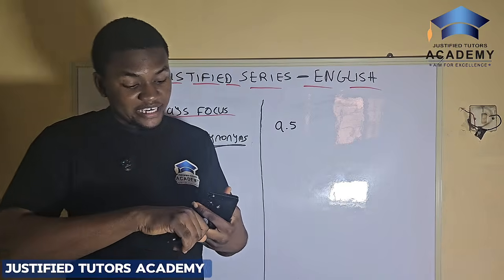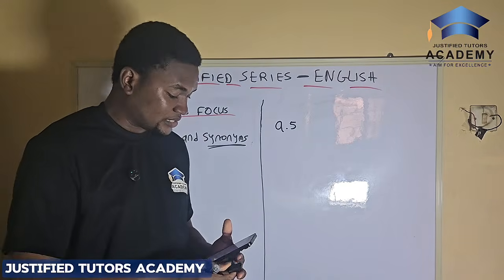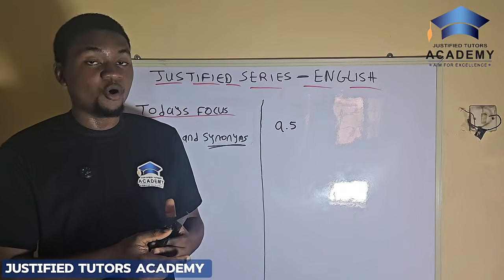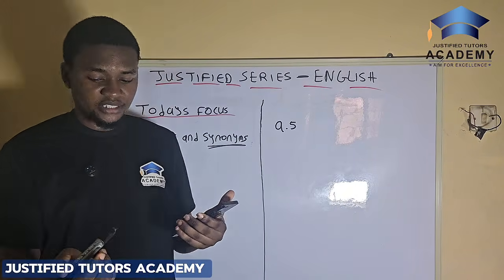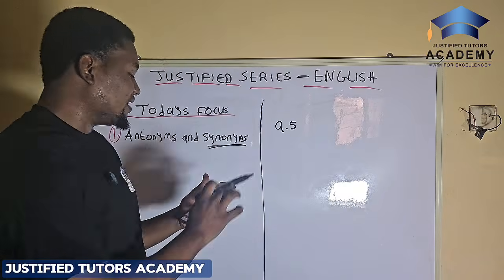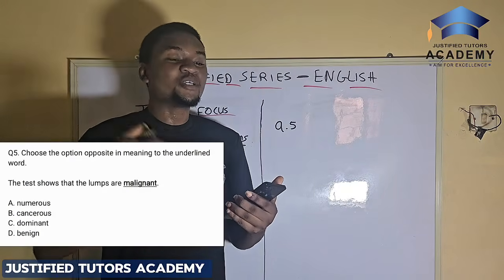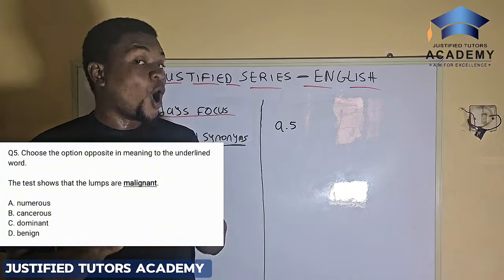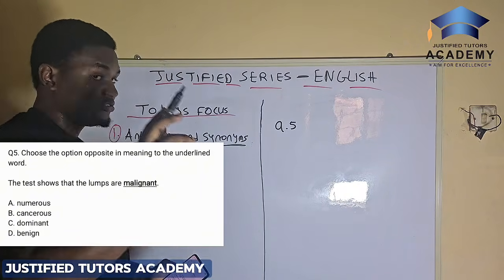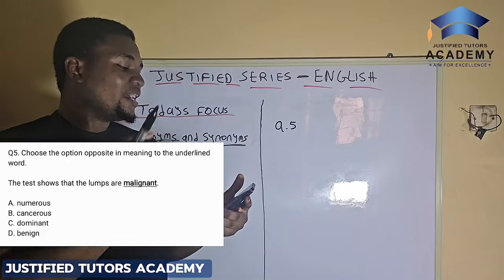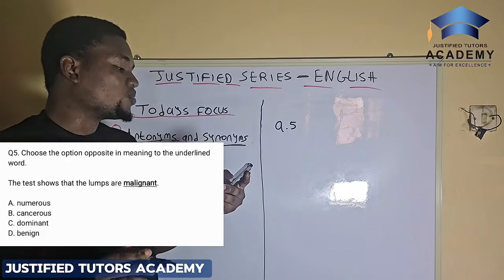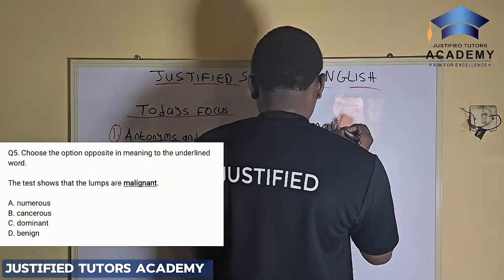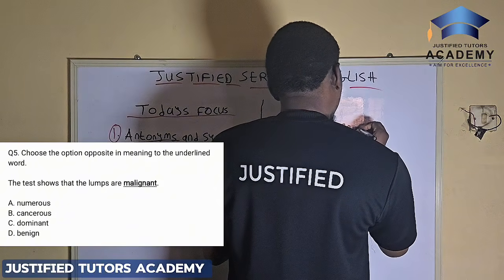All right, so now we are in question 5, and question 5 goes like this. Also see it on your screen and ensure to attempt it before I say the answer. Question 5 says, choose the option opposite in meaning to the underlined word. Now we are also dealing with opposite meaning here as well. Antonyms. Remember that. So now it says, the test shows that the lumps are malignant. The underlined word here is malignant.